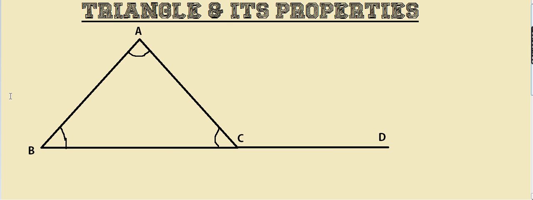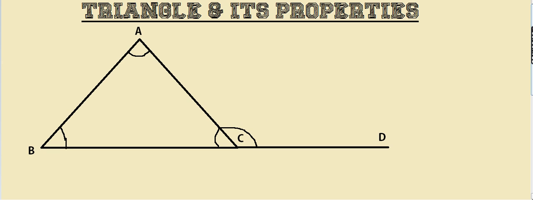Now children, the three angles of a triangle which are inside the triangle, they are called the interior angles. But the angle which is outside, can you see the angle that is outside formed? I will show you with the cursor just next to the alphabet C. That is called the exterior angle of a triangle. Why is this called exterior angle? Because this is not inside the triangle.